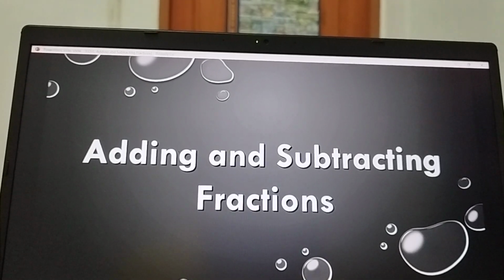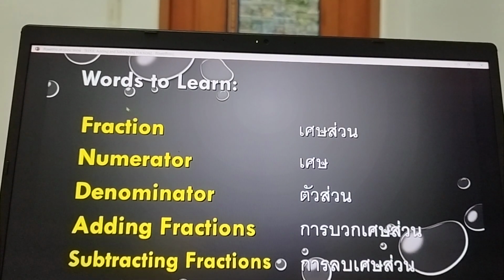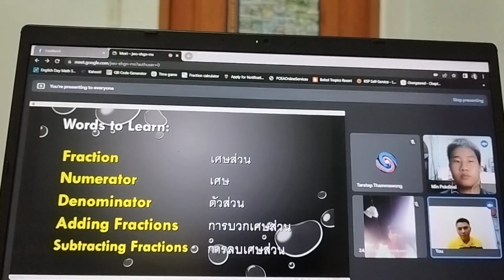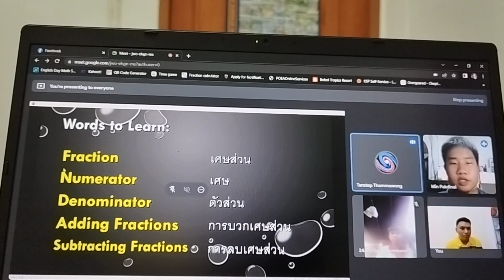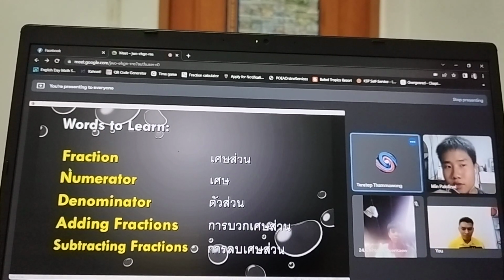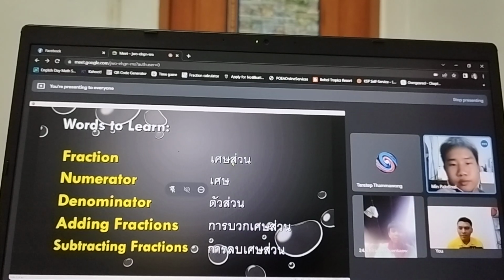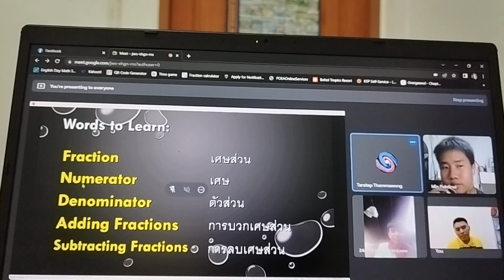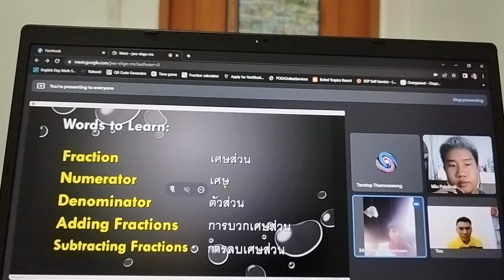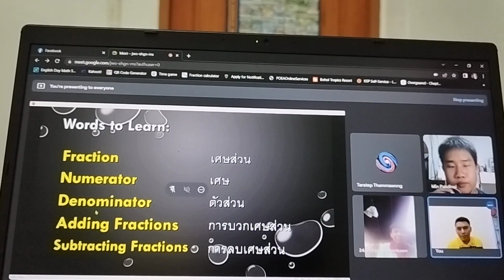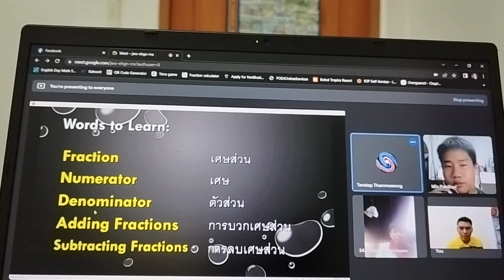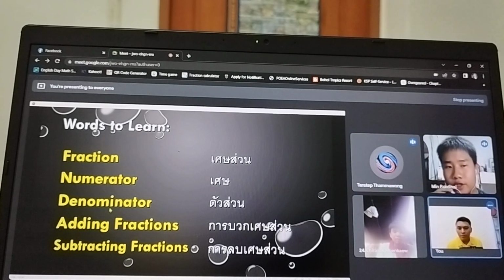Adding and subtracting fractions. So, words to learn. Let's try reading, everyone. Fraction. Again, fraction. Numerator. Numerator. Denominator. Denominator.